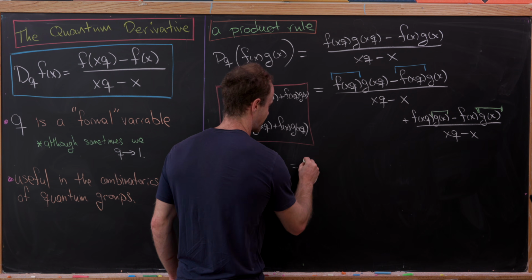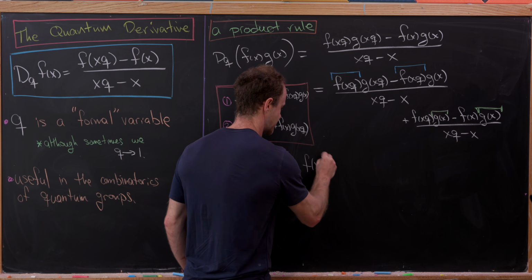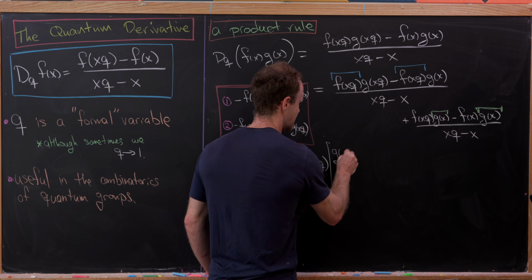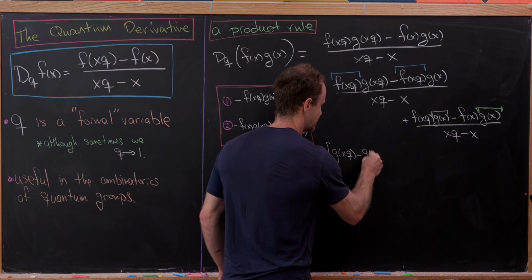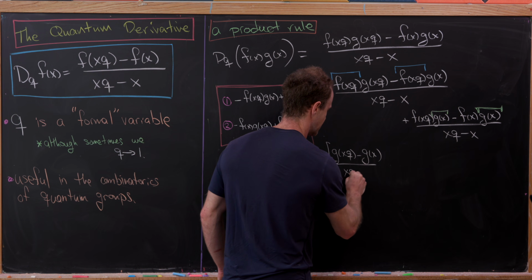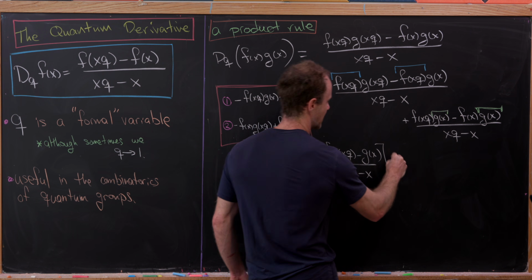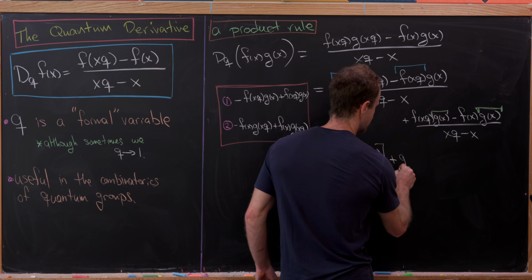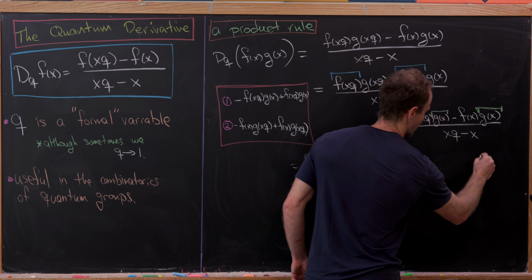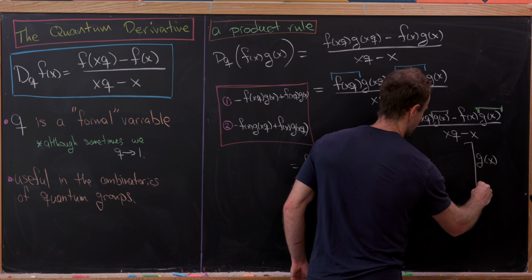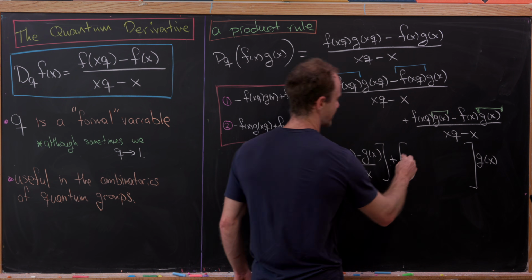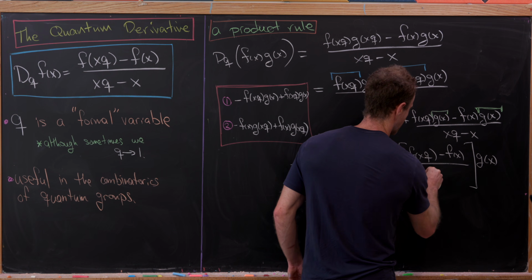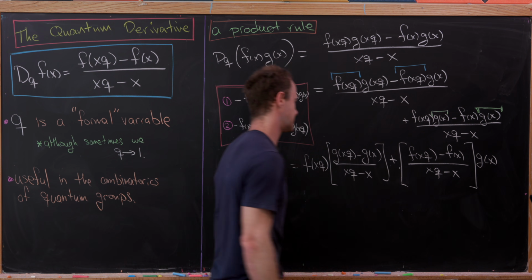So factoring out of the first term, we'll have f of xq, and then to that we will multiply g of xq minus g of x over xq minus x. And then factoring out of the second term, we'll have g of x. Actually, I'm going to factor it out of the right-hand side just because I like keeping things in order. And we'll be left with f of xq minus f of x over xq minus x.